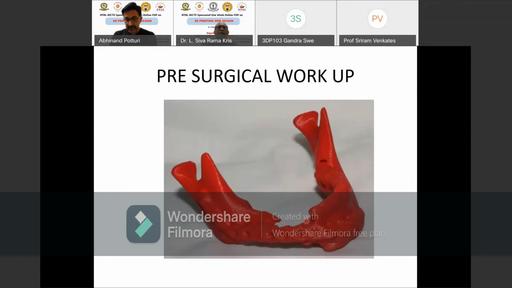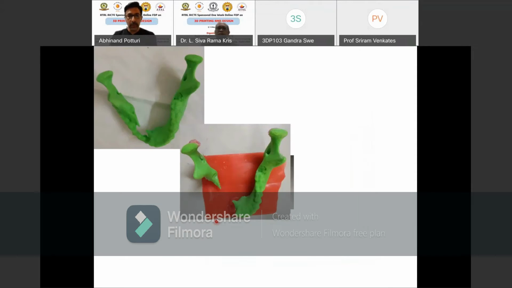This bone is missing, and there is a plate which was operated on by somebody else before, and the patient has come to us with this condition. Now we have to generate a new bone in this, or we have to put new bone in this. What we do is surgery, mock surgery on the 3D model first.